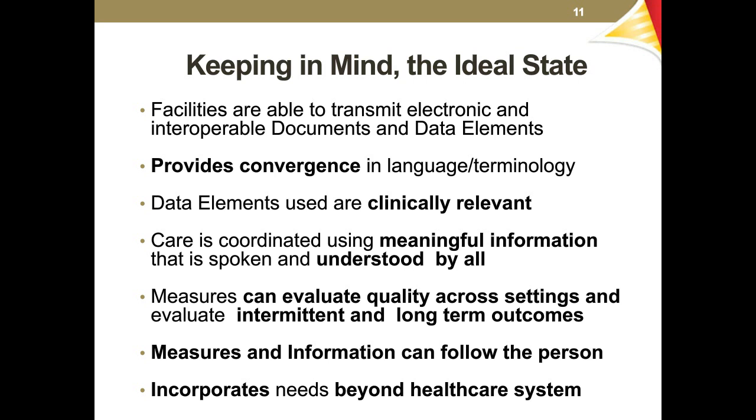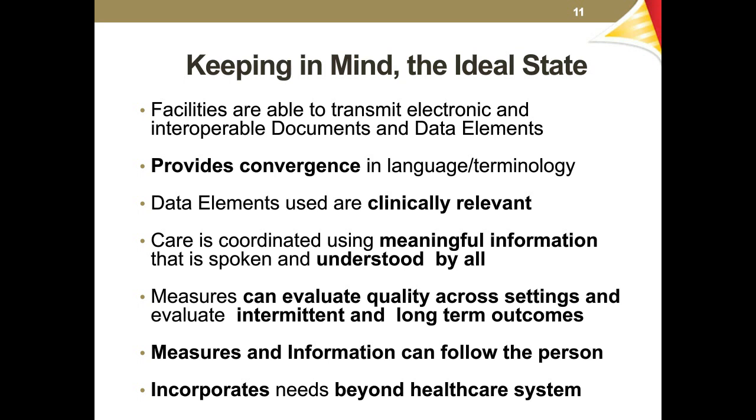So the ideal state that we could have in this whole issue is that facilities are able to transmit electronic and interoperable documents and data elements, the convergence in language and terminology. This is so important so that we're all talking about the same thing in the same way. So we have those kinds of issues that we're going to be looking at. We also have the third one that's really specific in terms of their basis on impact from patient data: data elements are clinically relevant. So making sure that we're really measuring what's important to know about a particular patient.